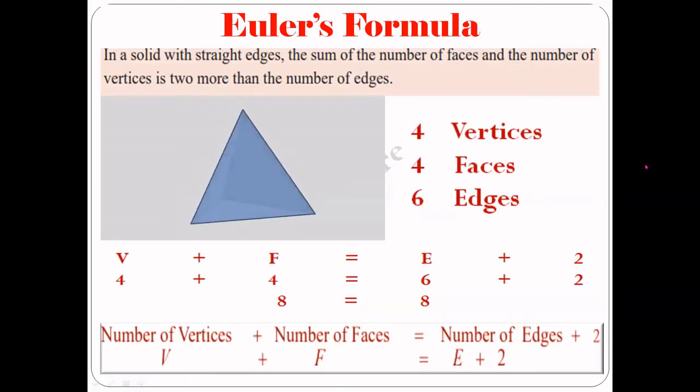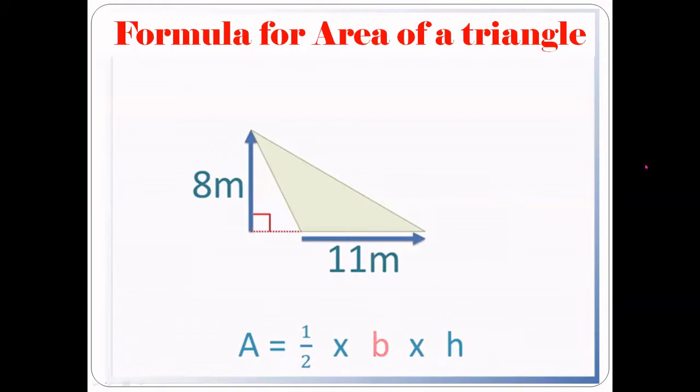This is an example for a formula. Let's see another one. You have learned this in grade 8. Can you remember what is this formula? A equals half into base into height. A equals half into B into H. H means the perpendicular height. This is the formula to find the area of a triangle. A equals half into base into height.